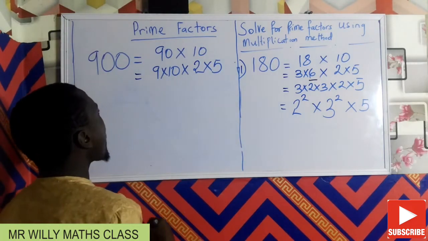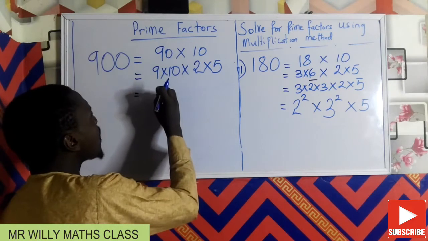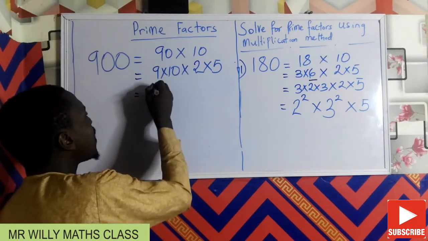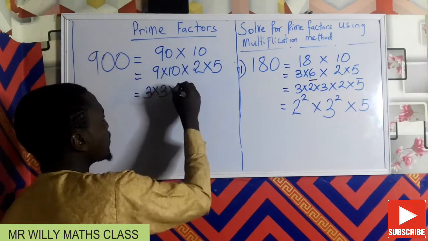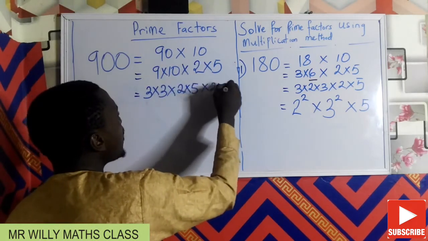So you have to move further by asking yourself, which two numbers do I have to multiply with a set that will give me 9? Now, 3 times 3 will give you 9. And what about 10? 2 times 5 will give you 10. And you still maintain this 2 times 5.